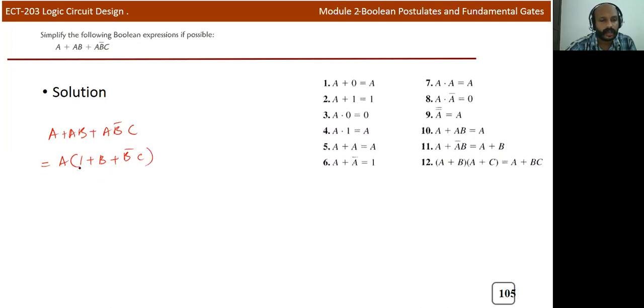If you think about this particular operation, if you are performing OR operation and one of the inputs is 1, then irrespective of the other input, the output will be 1. So we can simply write a dot 1 is equal to a itself. It's something similar to this rule: some variable, and we are performing OR operation with 1. So the final result will be a.